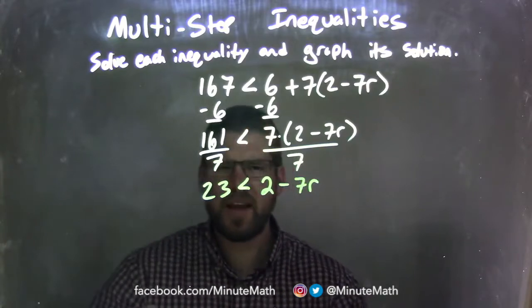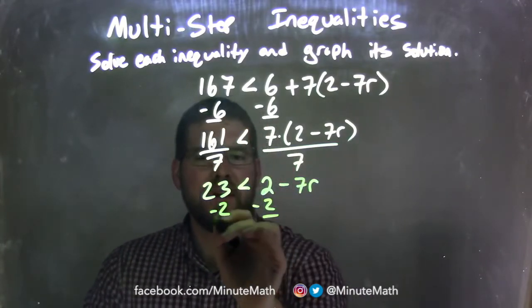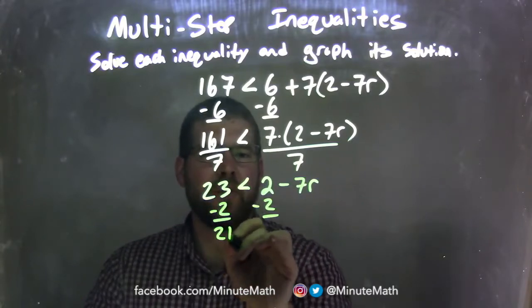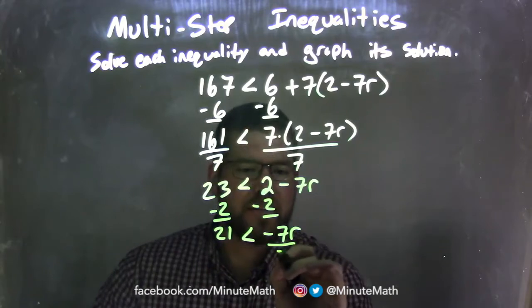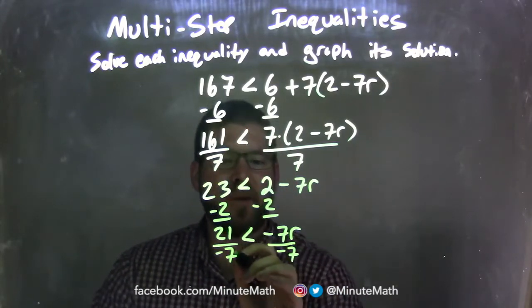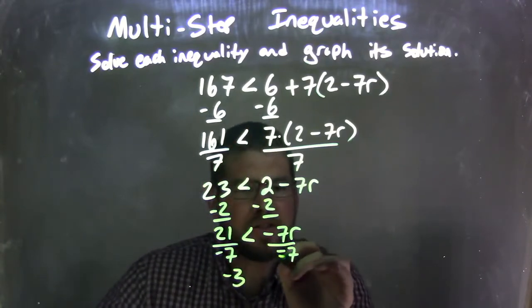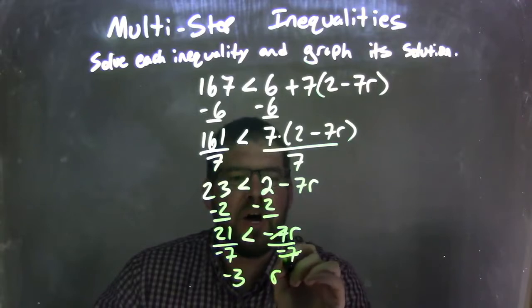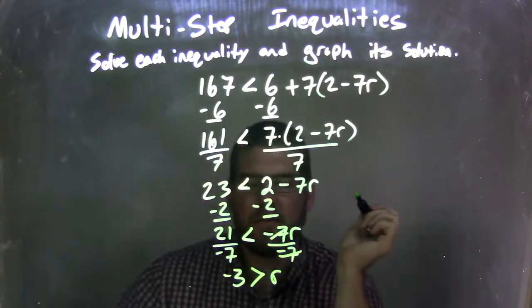Okay? Now it becomes a more manageable problem. I'm going to subtract the 2 from both sides, leaving me 23 minus 2 is 21, is less than negative 7r. Well, now I can divide by negative 7 on both sides, leaving me 21 divided by negative 7 is negative 3. And then the r here is just on the right because the negative 7's cancel. Remember, we're dividing by a negative over the inequality. The sign needs to flip.